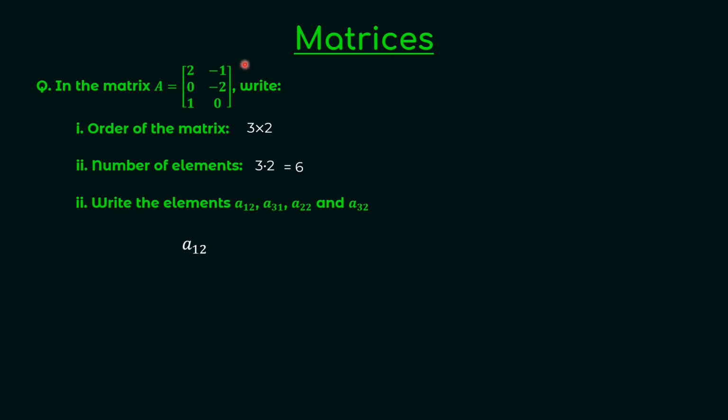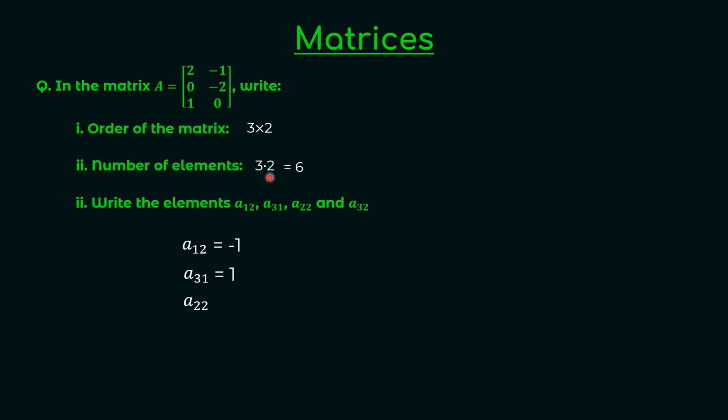Now here A12 is nothing but the element in the first row second column, right? Aij means i denotes the row and j denotes the column. So in this case, it is in the first row second column. So therefore it is minus 1. A31, 3 means the third row and 1 means the first column. So third row first column, which is nothing but 1, right?